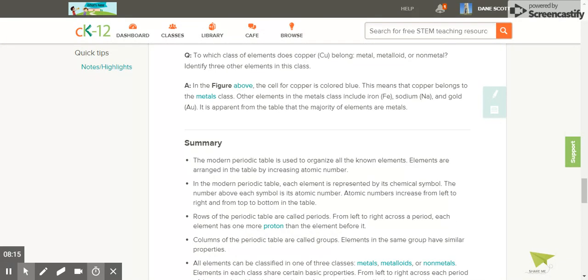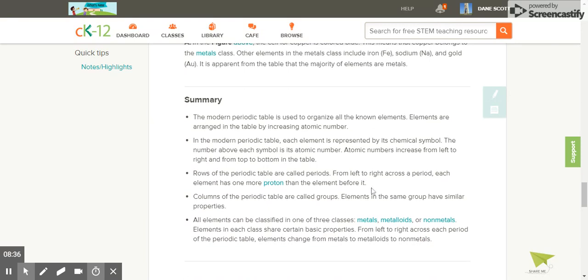So, in summary, the modern periodic table is used to organize all the known elements. Elements are arranged in the table by increasing atomic number. In the modern periodic table, each element is represented by its chemical symbol. The number above each symbol is its atomic number. Atomic numbers increase from left to right and from top to bottom in the table. Rows of the periodic table are called periods. From left to right across a period, each element has 1 more proton than the element before it.